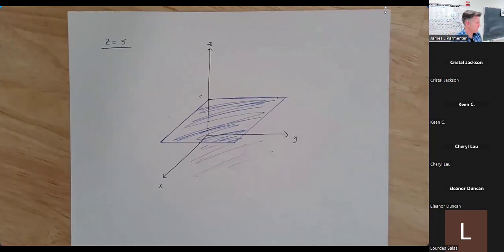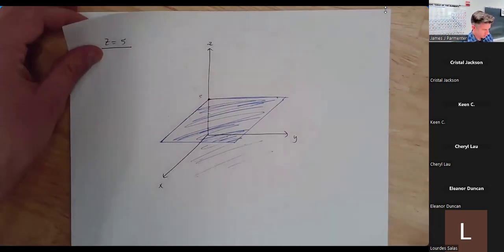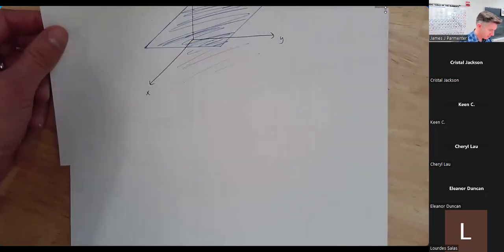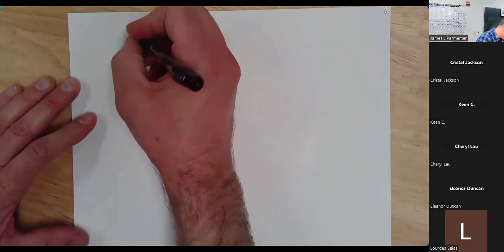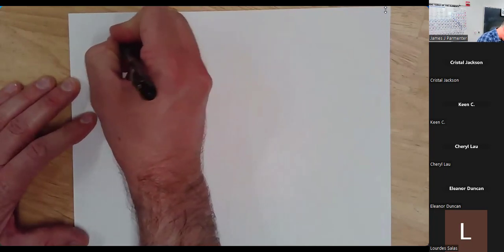Okay. Is it helpful? Let's look at another one and then we'll do one more thing. Well, we'll do lots more things, but okay. Let's also graph. Yeah, I guess I can make my graphs a little smaller. Let's graph y equal to 3.